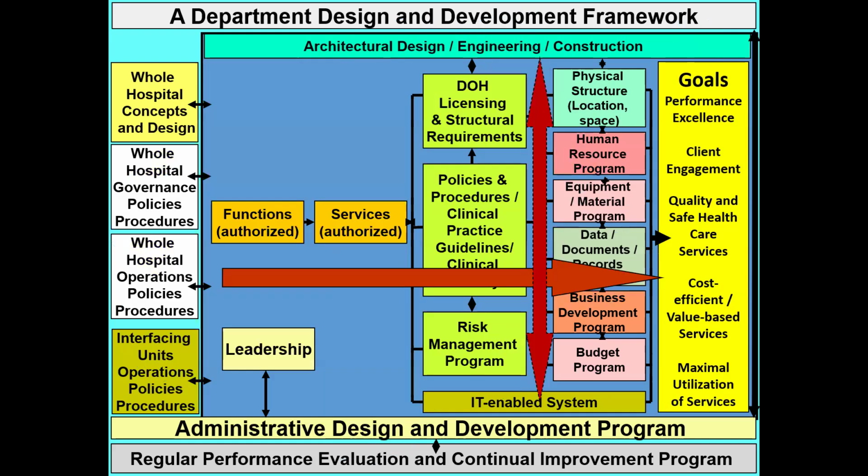This slide shows the basic processes of management in the department design and development framework. The input: leadership, functions, and services. The output will be the goals, and the throughput will be all these boxes in between the input and the output.